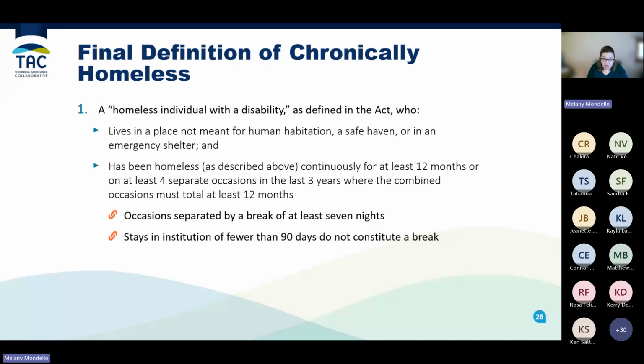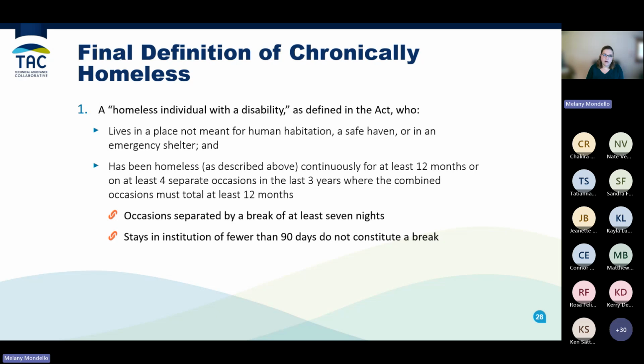So the final definition for chronically homeless is that it's a homeless individual with a disability who is living in a place not meant for human habitation, safe havens, or an emergency shelter, so that category 1, has been homeless continuously for at least 12 months, or there's an episodic definition, which is at least 4 separate occasions in the last 3 years, where the combined occasions total at least 12 months.